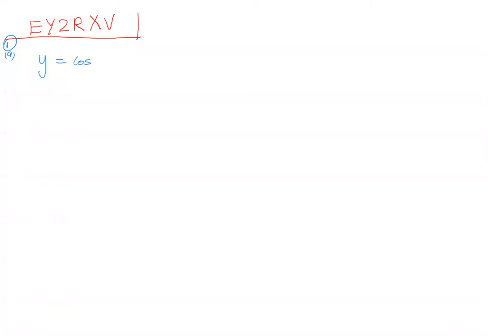We have cos 2x sin 2x plus 2 tan x. Okay, so for this question, the moment I see this, what should I do? I won't rush into my differentiation. So what should I do?